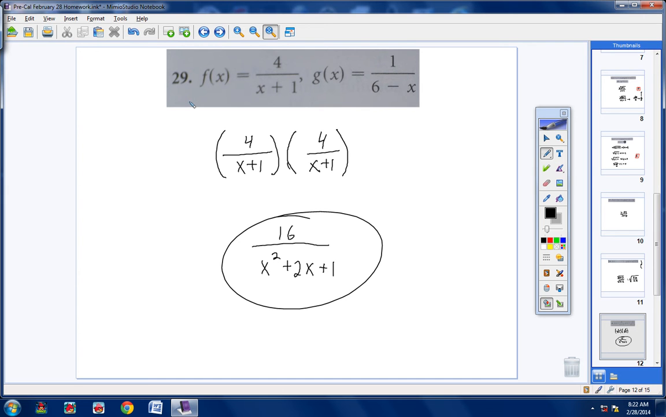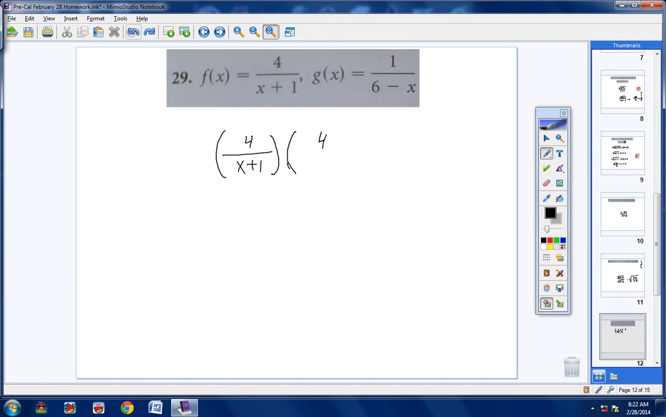Next they want F divided by G. Now, let's be really careful here. Okay, watch this. F divided by G. All right? There's F and there's G. Now watch what I'm going to do here real quick. I'm going to get rid of these things. We don't need these. Let's just throw them up here somewhere.